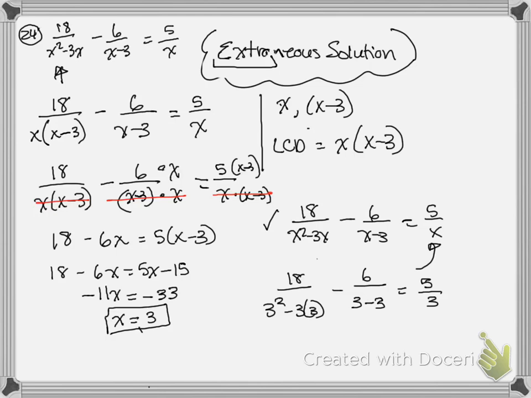Notice what's happening. 3 squared minus 3 times 3 is 9 take away 9, which is 0. And 3 minus 3 is also 0. So I have two cases here where I've got a 0 in the denominator, and I can't divide by 0. That's just not allowed in mathematics, which means that the 3 that I found gives me an extraneous solution.